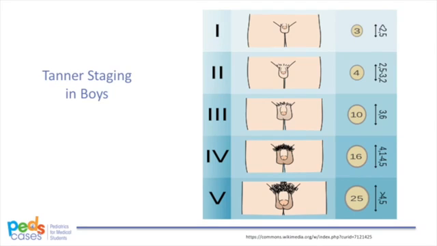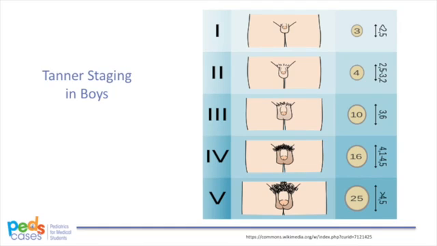In stage 3, the testes and scrotum enlarge further and the penis grows significantly, especially in length. In stage 4, the penis continues to increase in length and circumference. The testes and scrotum continue to enlarge and the scrotal skin darkens in color. At stage 5, the genitalia reach the size and shape of an adult male.